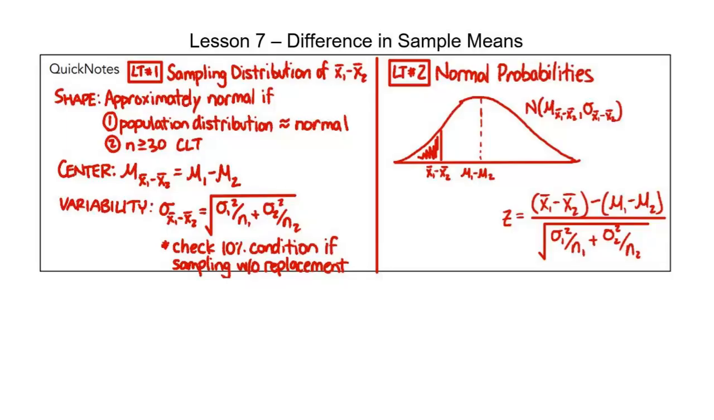Variability: don't forget to check your 10% condition first, and then you do the square root of sample 1's population standard deviation squared divided by the number in sample 1, plus sample 2's population standard deviation squared divided by the number in sample 2, square root of the whole thing.